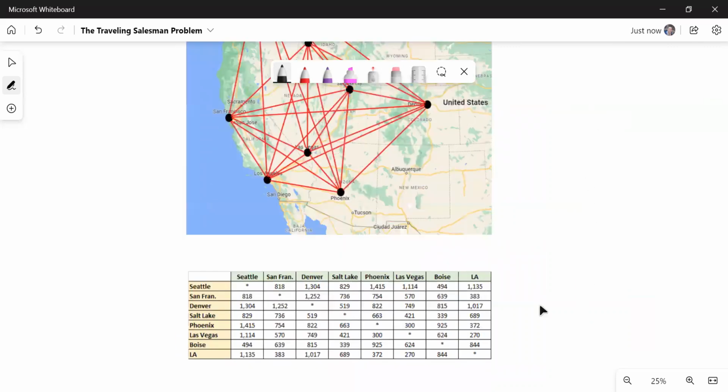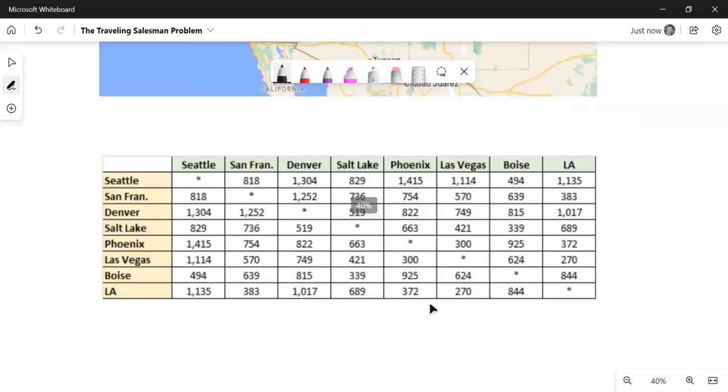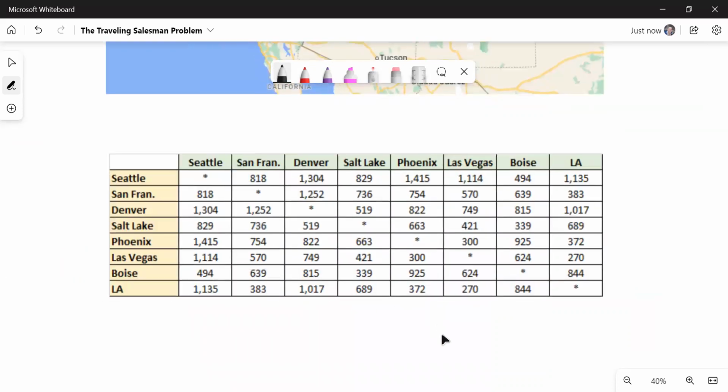So one way to do that is to take a look at a mileage chart. Now, these are miles I got. These are driving miles I got from Google Maps, and I just recorded them here. And you're going to see it's a little overwhelming. So what we're going to be studying with the traveling salesman problem is ways, algorithms, techniques we can use so that we can find the shortest route.